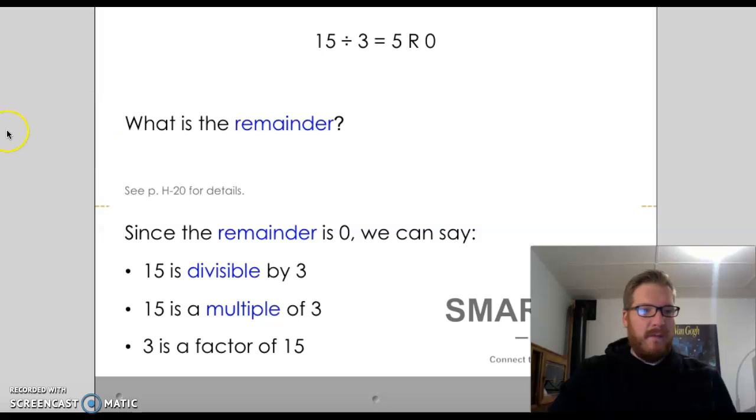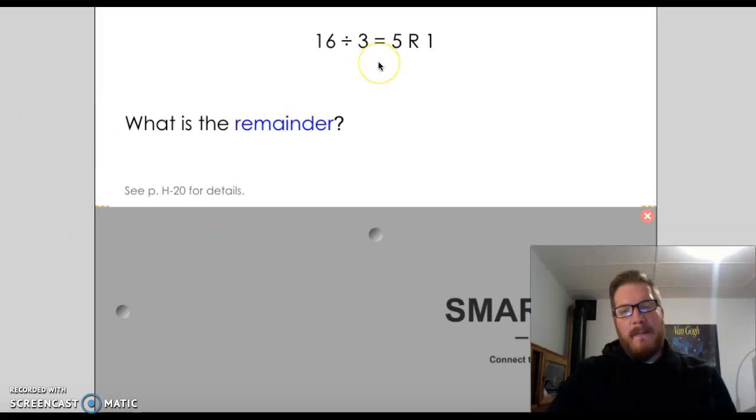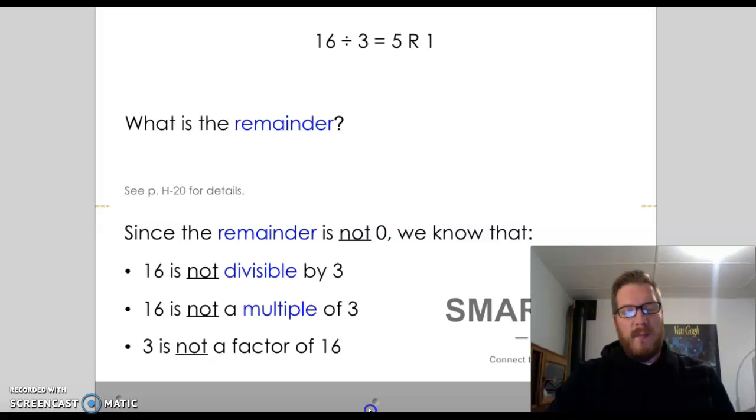So is 5 actually. Now, if we jump ahead one number from 15 up to 16, and we say 16 divided by 3, that's now 5, and then the remainder is 1. So because there is a remainder, because the remainder is not 0, we know that 16 is not divisible by 3, that 16 is not a multiple of 3, and that 3 is not a factor of 16. Very handy dandy.